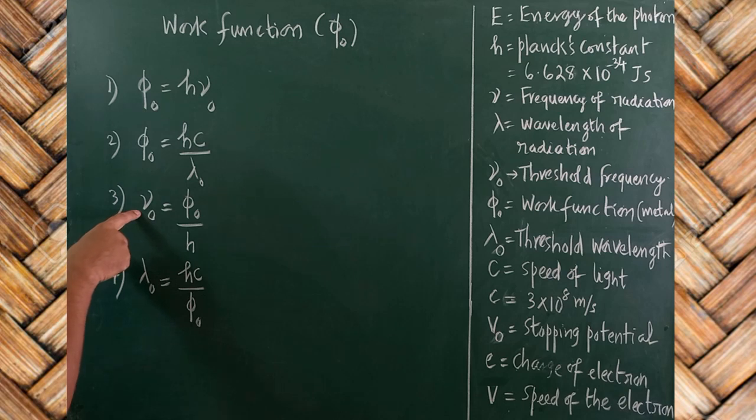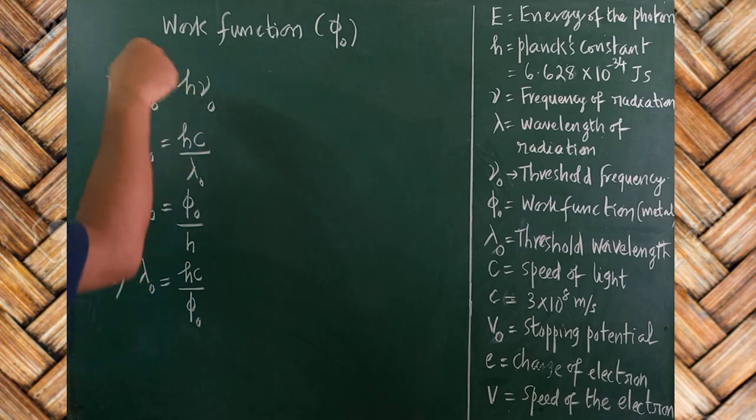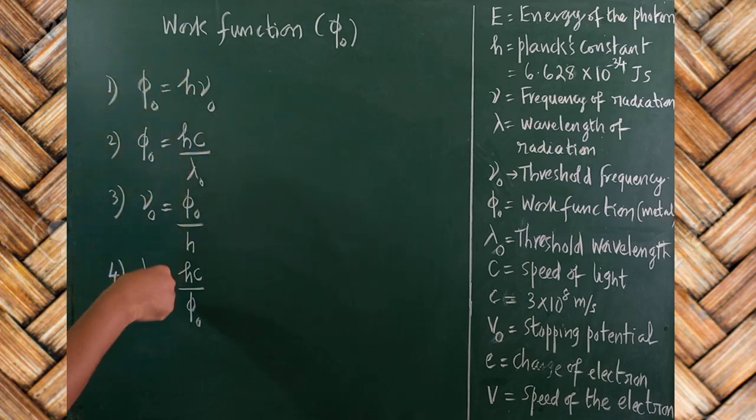What is threshold frequency? That is the minimum frequency of the incident photon which is required to remove the electron from the metal surface. Are you clear? That is called what? Threshold frequency. This is called threshold wavelength. Are you clear? So by knowing one formula, the other factors can be calculated successively. You should know how to interchange the formulas. Okay.